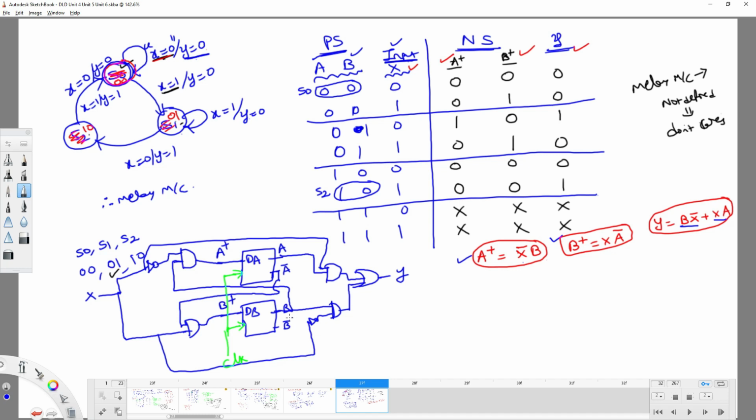Okay, fine. So this is the corresponding circuit diagram for the given Mealy machine. Okay, I hope understood clearly.